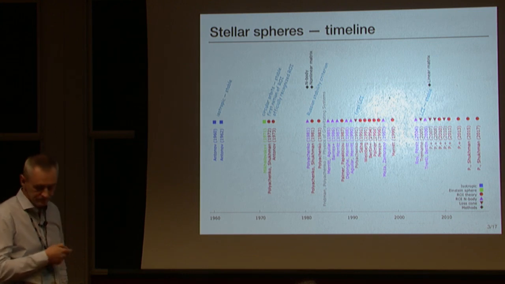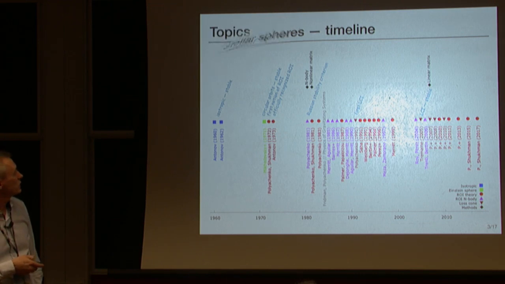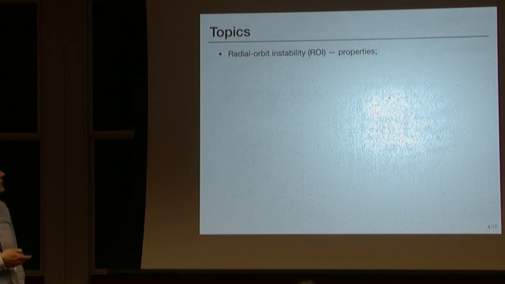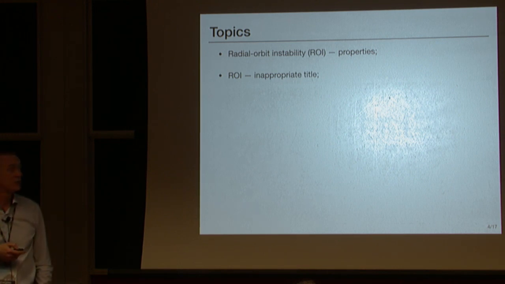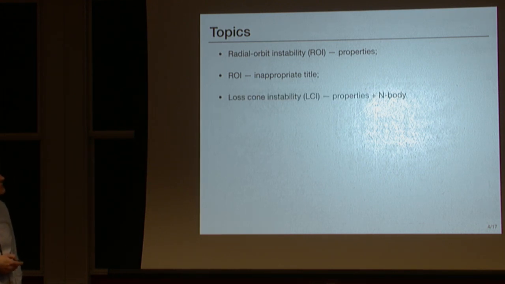In my talk, I will summarize the results obtained during this past decade, which basically cover these topics: radial orbit instability and its properties, and I will argue that the term radial orbit is not very appropriate. It doesn't cover all details of the phenomenon. Also, I will speak about loose cone instability, its properties, and I will show you an N-body simulation.